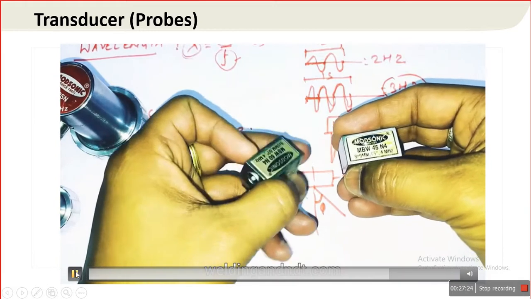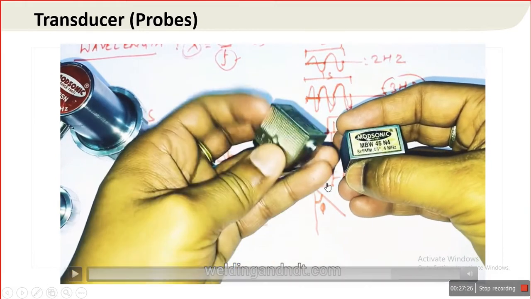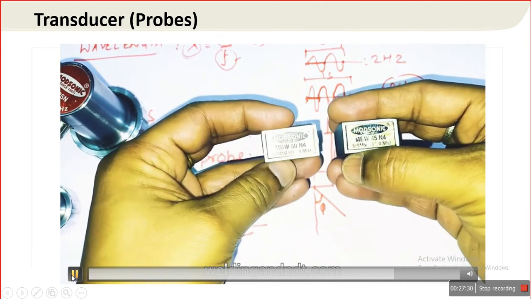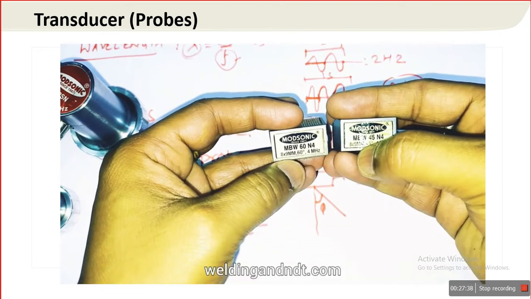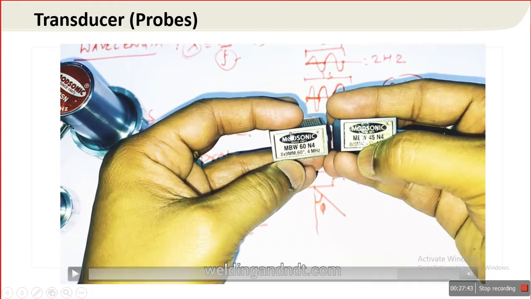So see the angle probe now. If you see here, the statistic, it is 8 by 9 mm. It indicates the size of the piezoelectric crystal. The other number shows the angle of the probe. Here 60, here 45. 4 megahertz is nothing but the frequency of that probe.